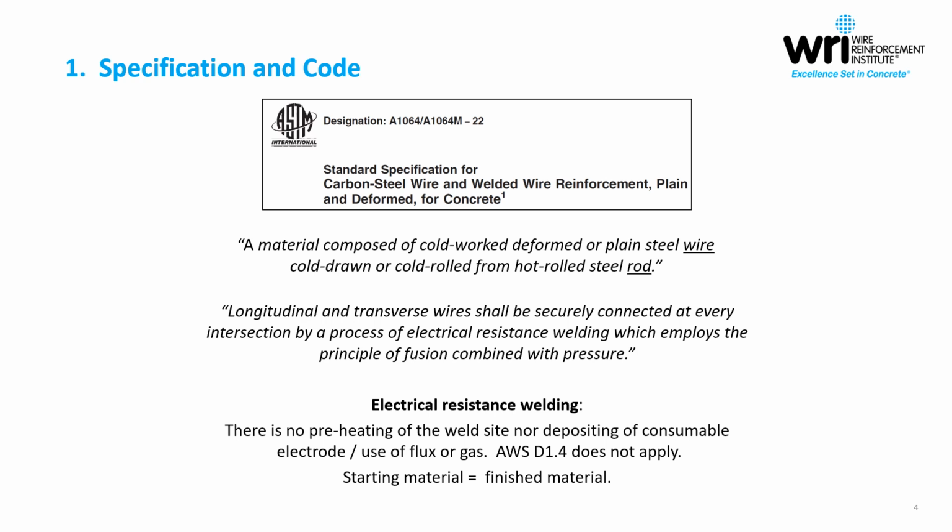So keep in mind that with electrical resistance welding, there is no preheating of the weld site, nor is there depositing of a consumable electrode. There is no flux, no inert gas being used. So AWS D1.4 does not apply. The best way to think about it is that your starting material, which is the 90-degree intersection between wires, is your finishing material. There is no additional electrode material being deposited.